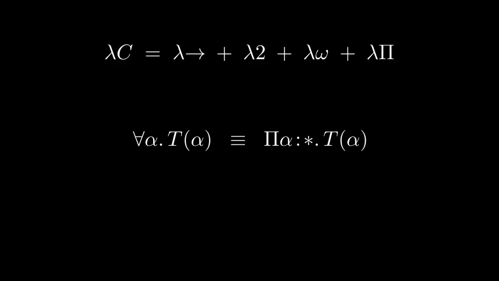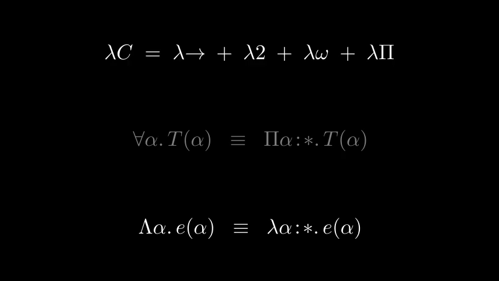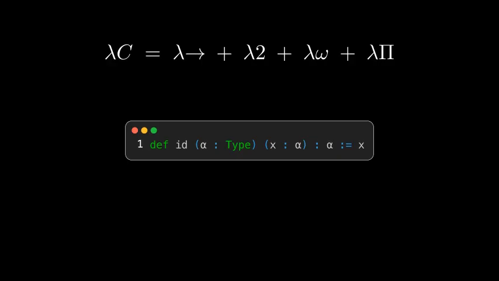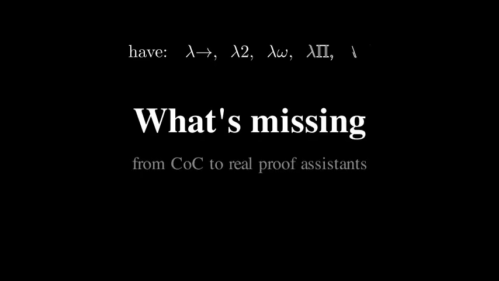And CoC unifies them all under a single binder. Every dependency, value level or type level, is just capital Pi. Every binder is just lambda. There's no separate big lambda for types. Types and terms live in one syntactic universe. In Lean, this is exactly what you write. And Lean does not care whether alpha is a type or a value. The same machinery type checks both. That uniformity is exactly what CoC buys you.